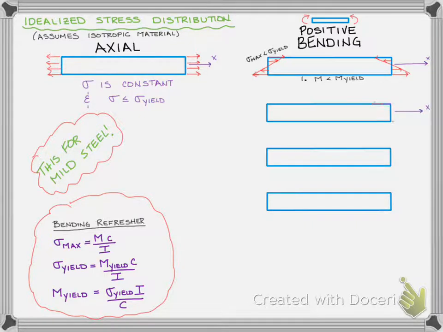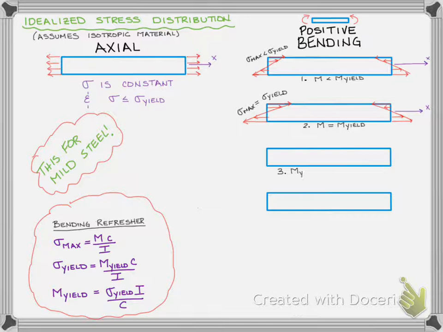Let's add a little bit more load. So now our stress scenarios are going to get just a little bit longer because we've added a little bit more moment. We still have compression on top, tension on the bottom, and now we're going to say that the maximum stress equals sigma yield. So we've got just enough load on there to yield our outer fibers. So for case 2, we're saying now that the moment applied is the yielding moment.